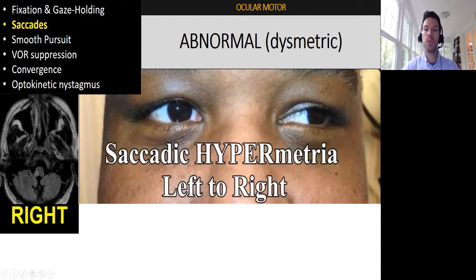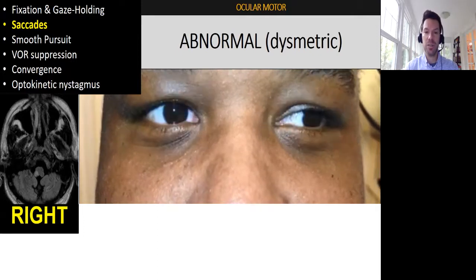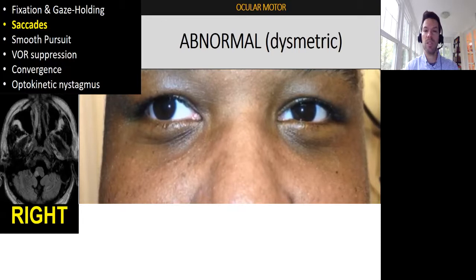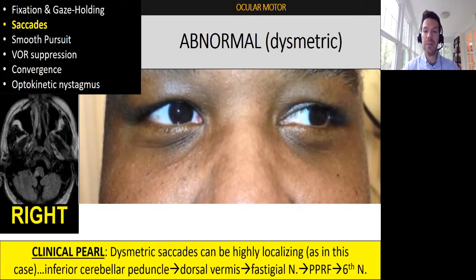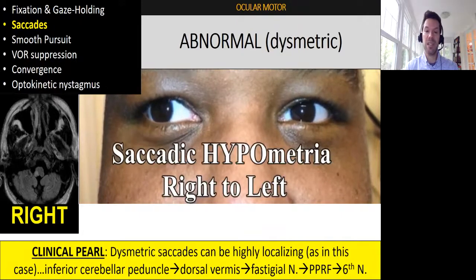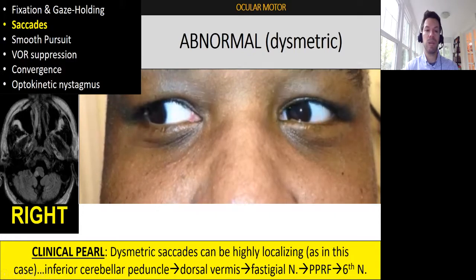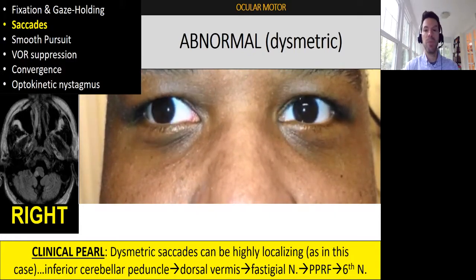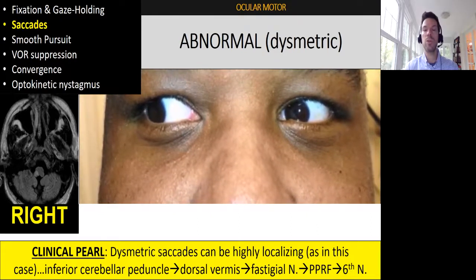The patient will overshoot or have hypermetric saccades in the direction of the lesion if this is a lateral medullary, a Wallenberg syndrome as it was in this patient. And the dysmetric saccades can be highly localizing as in this case. The saccade pathways, which I'm not going to go into, travel from the inferior olive through the inferior cerebellar peduncle via the climbing fibers to the dorsal vermis and the cerebellum and the fastigial nucleus.